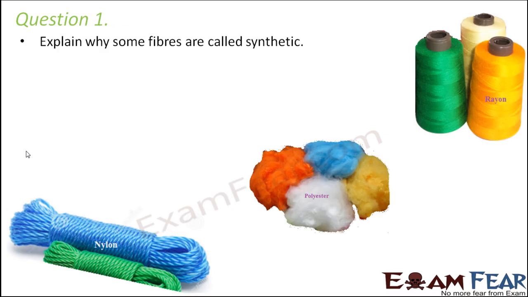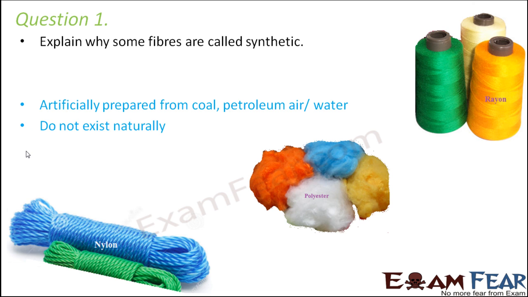Question number 1. Explain why some fibers are called synthetic. Now why are they called synthetic? Because they do not occur naturally in the environment and we manufacture them. Since they are artificially prepared from things like coal, petroleum, air or water, that is why they are called synthetic. So they do not exist naturally. Examples of synthetic fibers are nylon, polyester, rayon.